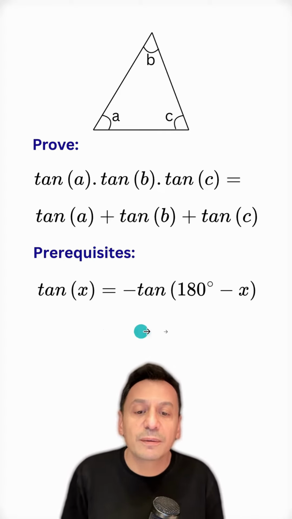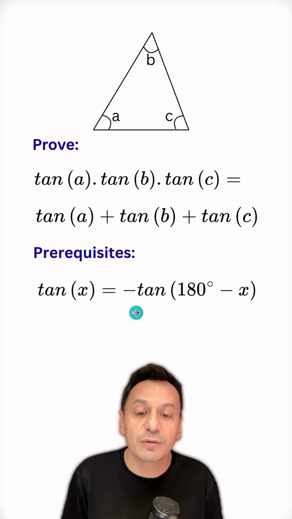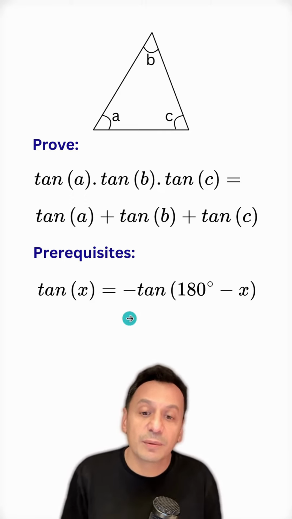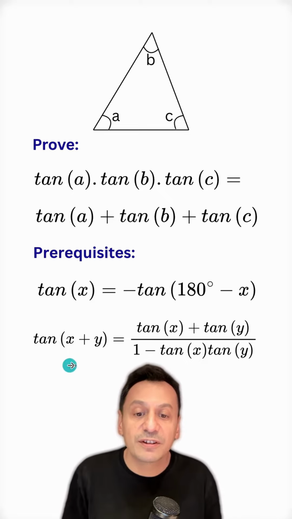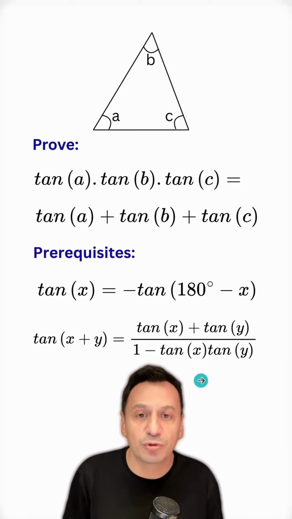First, there is a relationship between angles that add up to 180 degrees. The tangent of one is equal to the negative of the tangent of the other. Another piece of preliminary information we need is the sum formula for tangent. You can find the proof of this sum formula on my channel. Now we can move on to our proof.